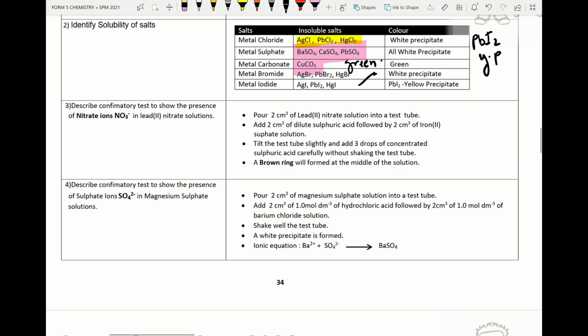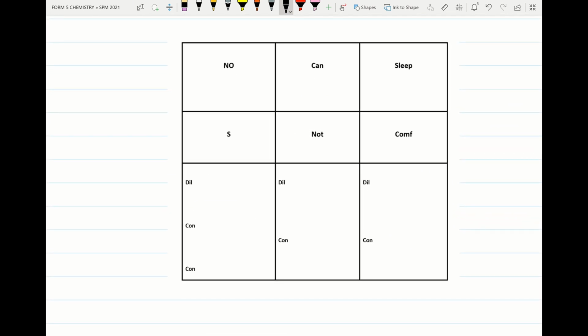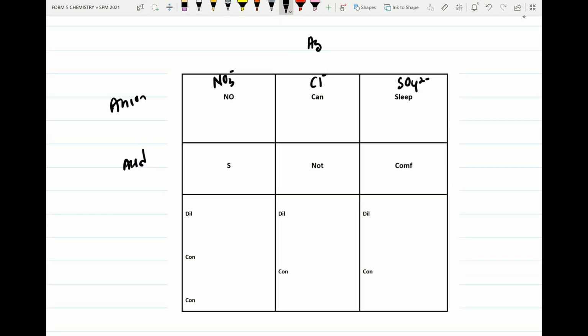So we move on to the confirmatory test of nitrate ion, sulfate ion, and chloride ion. How do we memorize the confirmatory tests for nitrate, chloride, and sulfate ions? So this is the N ion, and here is the acid that we need. The first N ion is nitrate ion, the second is chloride ion, and the third is sulfate ion. For chloride, the ion that we should take is silver ion, and for sulfate, please remember barium ion.